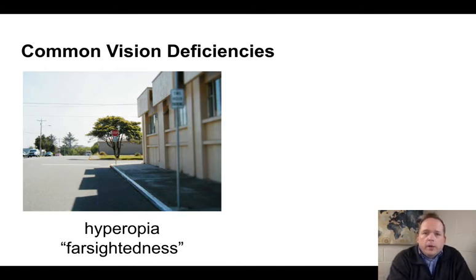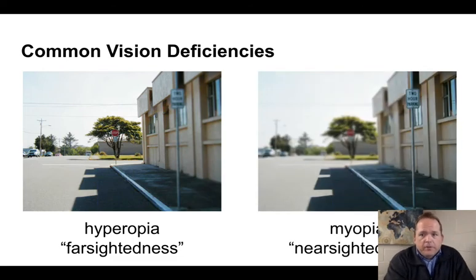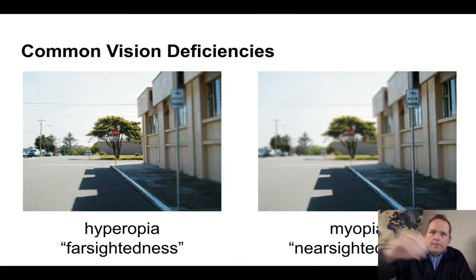They appear blurry. And so the photographer in the picture there has tried to mimic this by focusing on something that is in the distance, leaving the sign that is close by fairly out of focus. So this is called farsightedness in the common language. The reverse of this, myopia, nearsightedness, is where things that are relatively close to you appear sharp and focused, but things that are far away are out of focus and blurry.